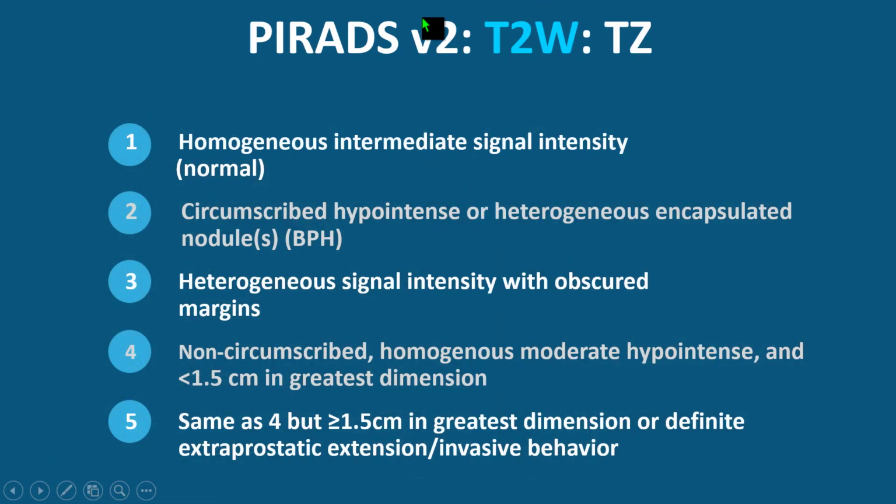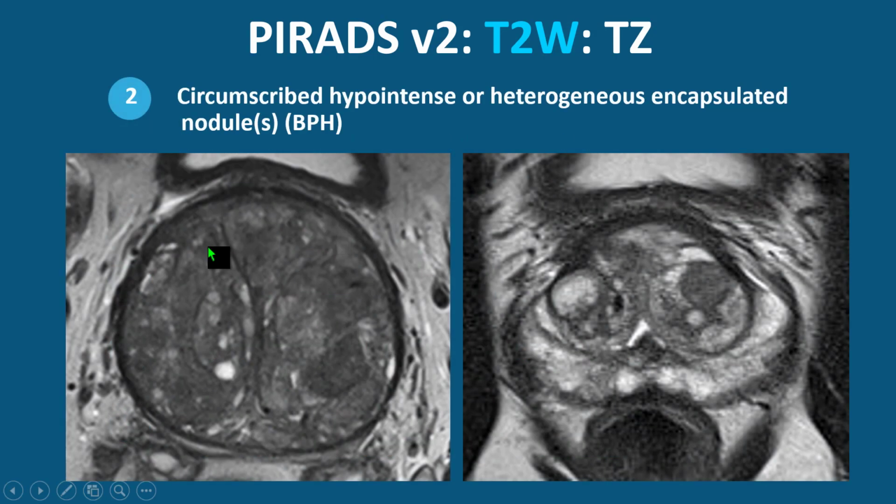So I will now focus on the most important sequence of the transition zone, the T2. Have a good quality T2, not only for the extracapsular extension, but also for the transition zone. This is a difficult area, especially a 2 from a 3. If it's a 4, if it's a non-circumscribed, homogeneous, moderately hypointense lesion, it's easy. And this is what Joe Bush calls organized chaos. This is what you see in BPH.